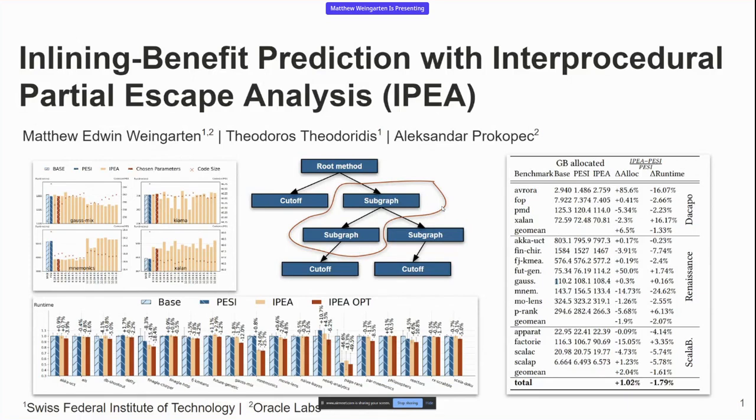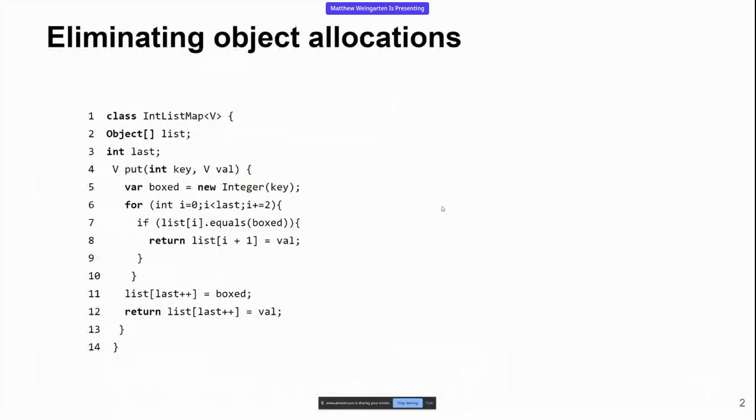Thanks for the introduction. It's quite a mouthful of a title, but we're going to jump straight into a code example to sort of motivate the problems we're trying to solve here. So here we can see a simple program that is just a map implementation using an array in the background.